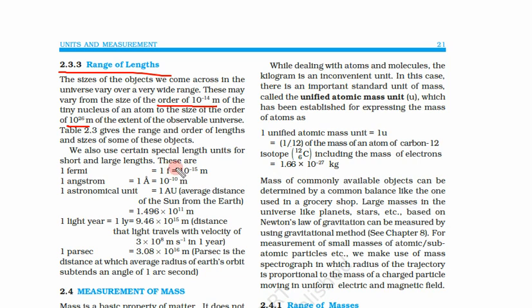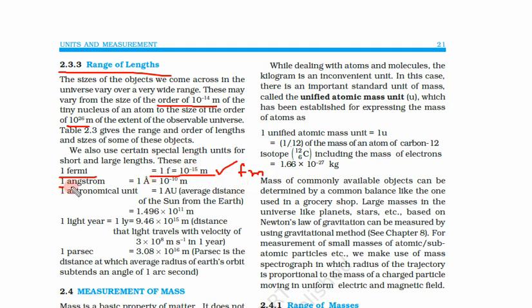So we define some units that are much more convenient when we use these types of sizes, very small or very large. So one small unit is Fermi. One Fermi is also called femtometer. So 1 F is equal to 10 to the power minus 15 meter. We have also written it as FM, femtometer. So this is same as femtometer.